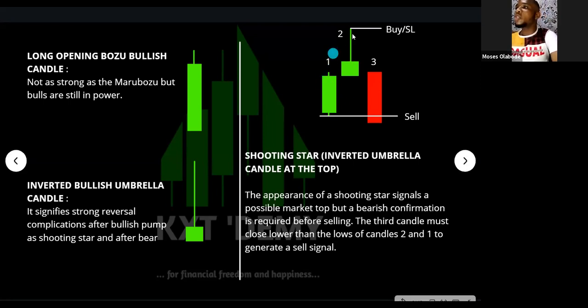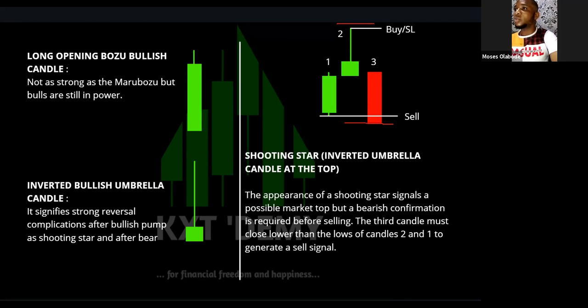So your stop loss would be above the highs of this umbrella candle, around here. So that means it would just be around here. Let me see if I can draw something. Okay, your stop loss would be here, your entry would be here. As simple as that.